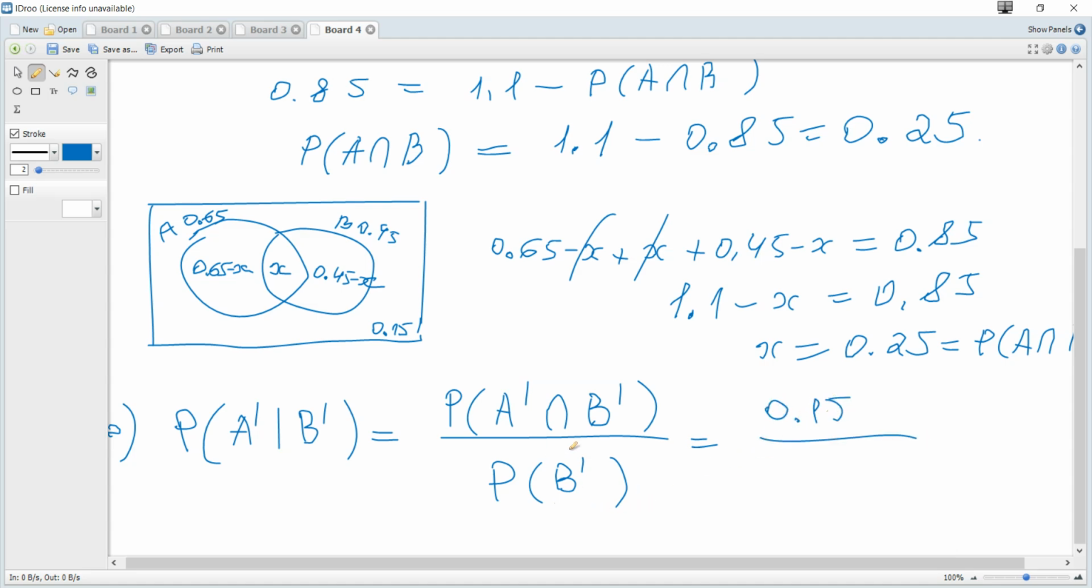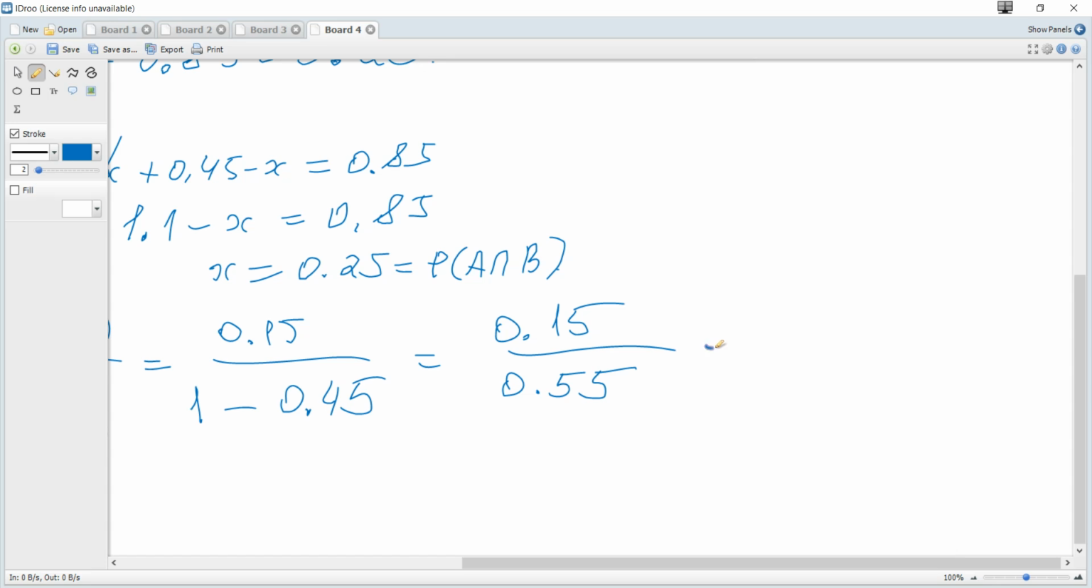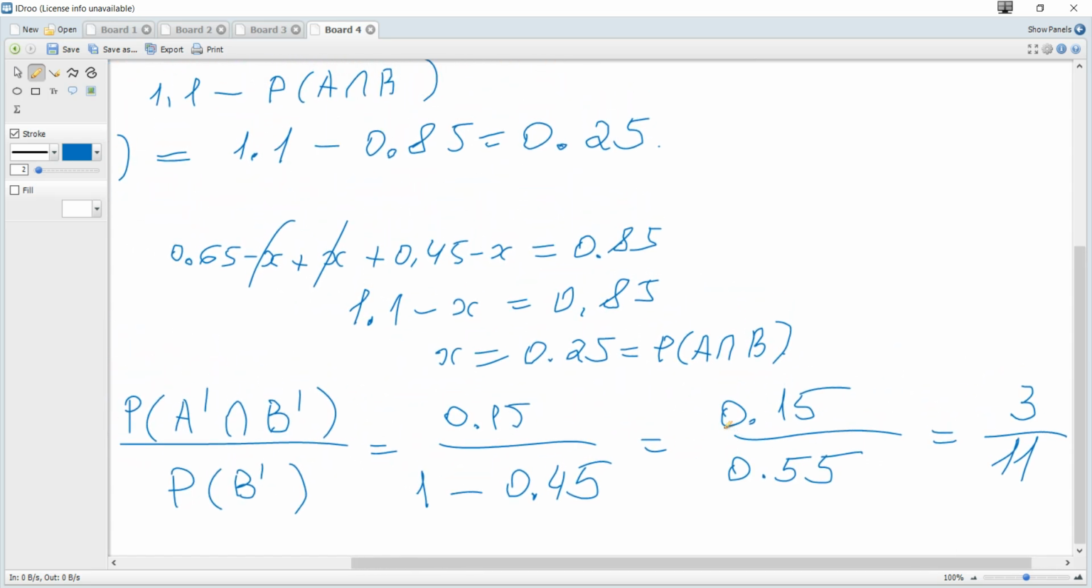And probability of not B is 1 minus probability of B, and again probability of B means the total circle, not B only, so it should be 0.45. And it becomes 0.15 divided by 0.55, and it's 15 over 55, and we can divide by 5 to get 3 over 11. And that's all for this question.